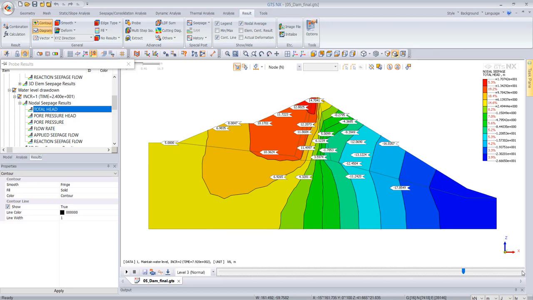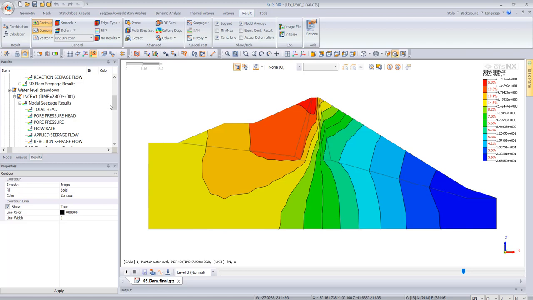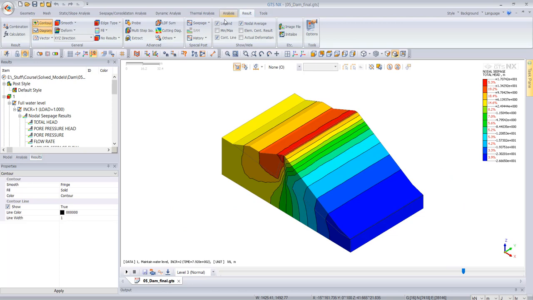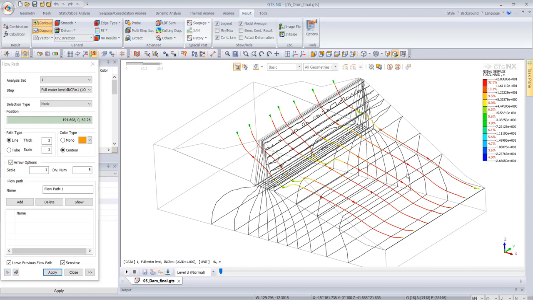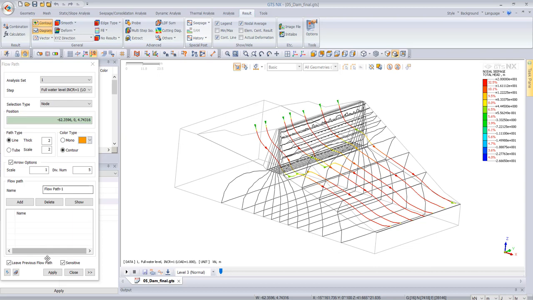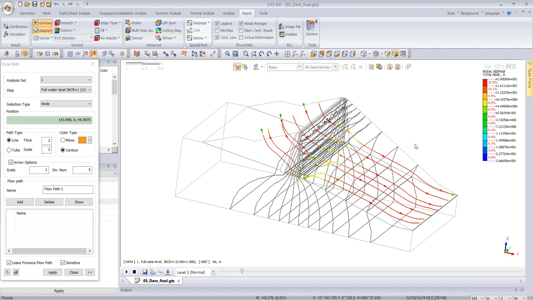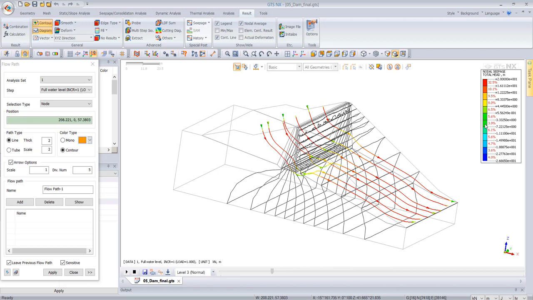Let's see something interesting, which is the water flow. So if I go here to results and seepage and I want to see the flow here, if I go to the maintain case and the first case, from the first case, the steady case, we can see this is the water flow here, and we can even see the movement of the water. The water starts to move from the upstream to the downstream, and it's hard to go through the core, so it goes down from here beneath it.